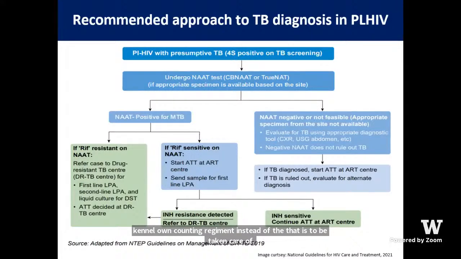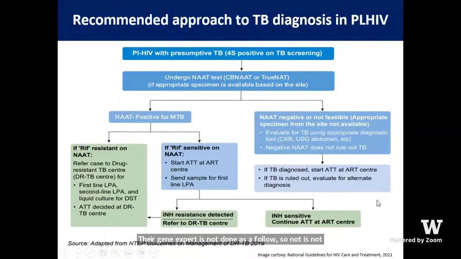Sensitive means we can continue at ART center and regularly follow up the patients. As you all know, after 2 months, there is a sputum. Their gene expert is not done as a follow-up. So NAT is not feasible for the follow-up, because dead bacilli can also be seen, and we are going to see a regular sputum and clinical evaluation, and X-ray if needed. And after that, 6 months. Then 2 years we have to follow.